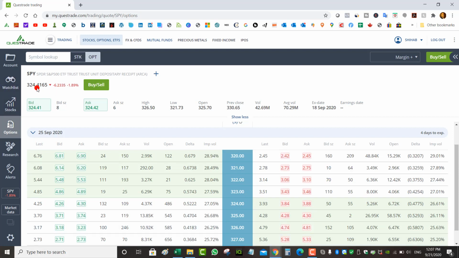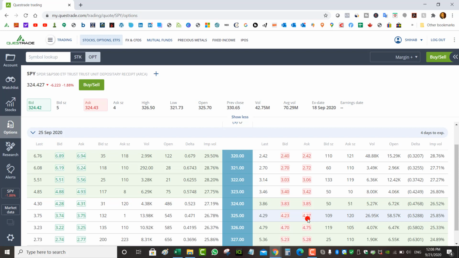So for example, SPY is at 324 right now. Let's say I think it's going to be at 320 by September 25th expiry. So what I could do is, at the same strike again of 325, I could buy a put option that'll cost me 4.3. So if SPY is at 320 by expiry, this put option is going to be worth $5. 325 minus 320, so it's going to be worth $5. But I paid $4.27 for it.